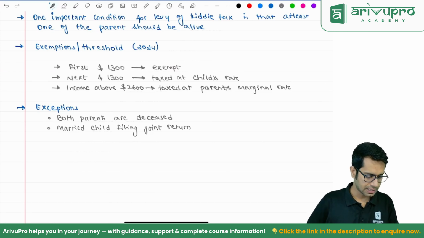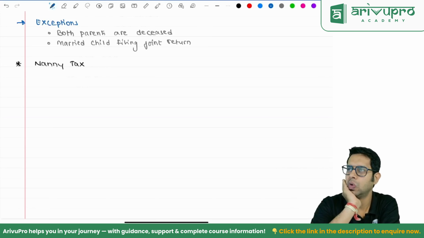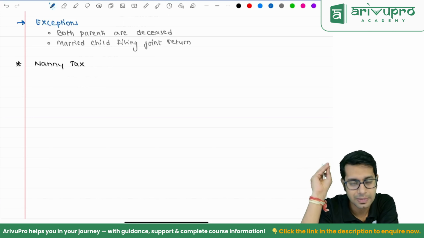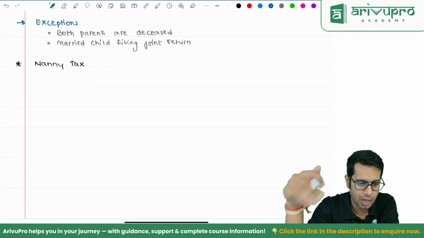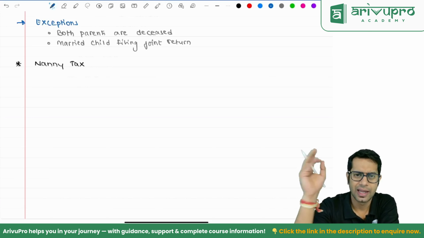nanny tax. Next type of tax is called what, sir? Nanny tax. Nanny means what? Those people who work in the house, they take care of the children, etc. Correct? So household workers are called nannies. So what the US government decided was there are many household workers or household helps who are appointed to take care of their household work, etc., or take care of their children when they are working.